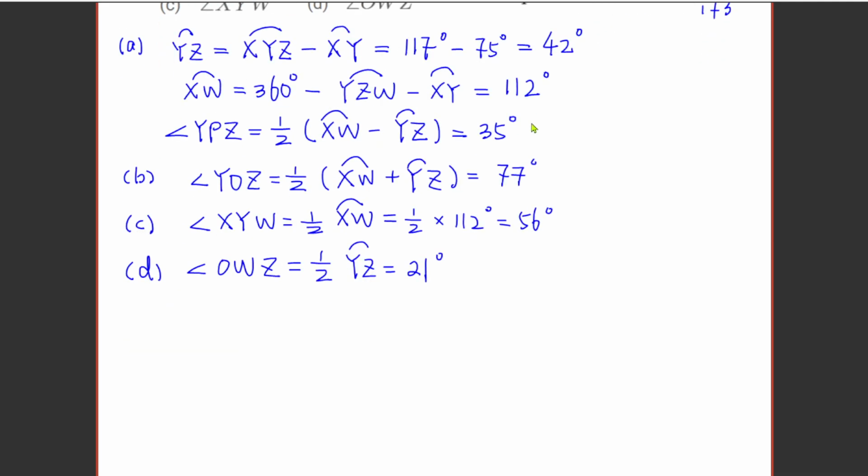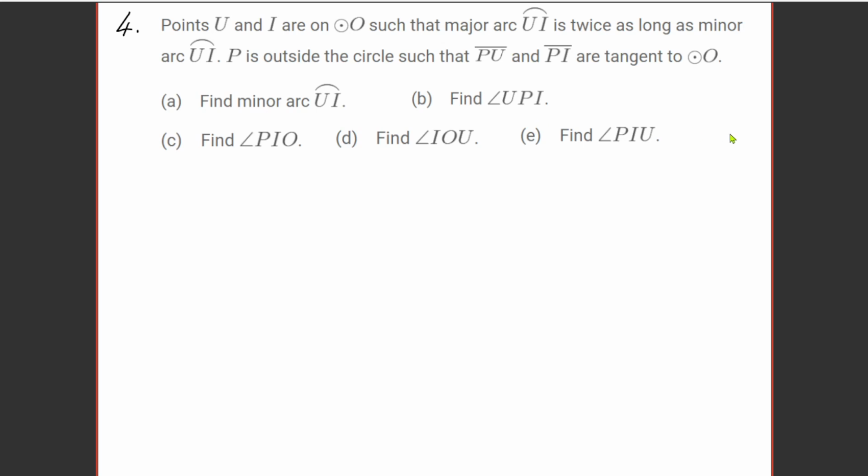Okay, no questions. Let's have a look at this. Question number 4. Points U and I are on circle O, such that major arc UI is twice as long as minor arc UI. P is outside the circle such that PU and PI are tangent to circle O. First, let's briefly draw a diagram to show the situation here.